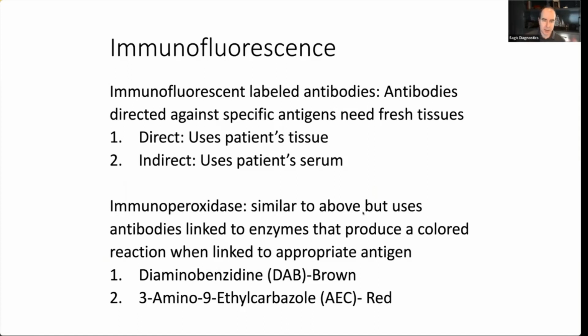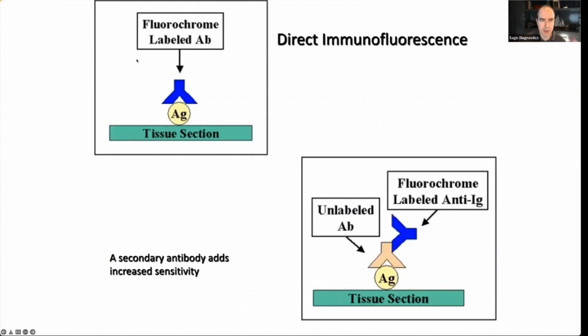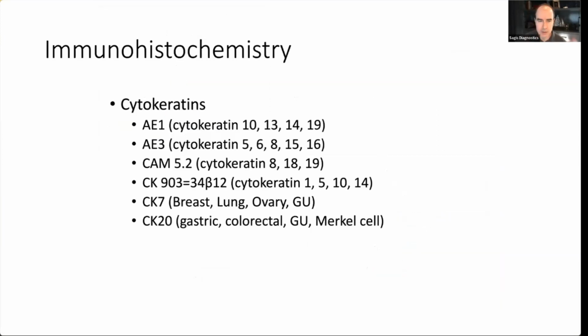So immunoperoxidase staining is very similar to the above, but uses antibodies linked to enzymes that produce a colored reaction. Immunofluorescence uses antibodies directed against antigens that are labeled with a fluorochrome. So here's the sandwich technique. So you've got the tissue section, you've got the antigen, and then you've got an antibody. But we increase the sensitivity by using a sandwich technique where here's the antigen, we use an antibody to that antigen, and then we use an antibody to the antibody that's labeled with the fluorochrome, or it can be labeled with an H&E color dye. So those are the two different ones.